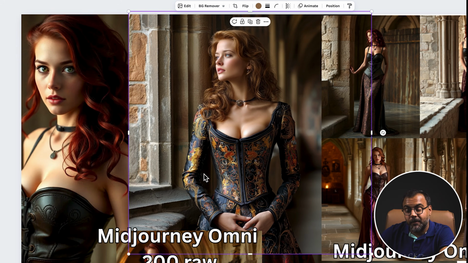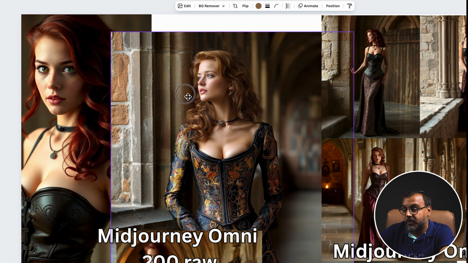No outfit transfer, but I'm happy with that. Followed the prompts, but this is totally a different character. Different hair color, different face entirely, and so we got absolutely no character transfer over there.